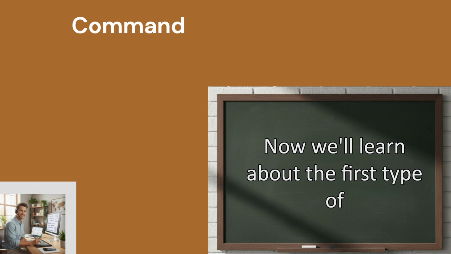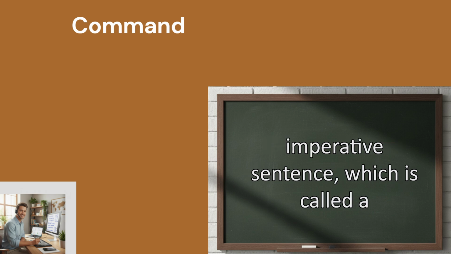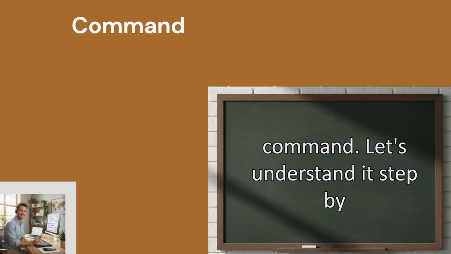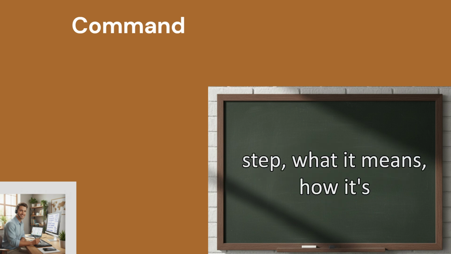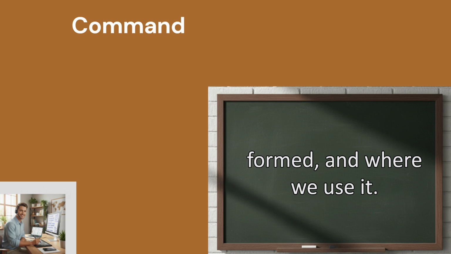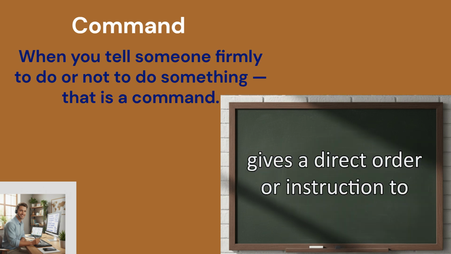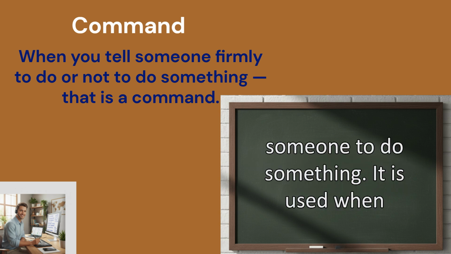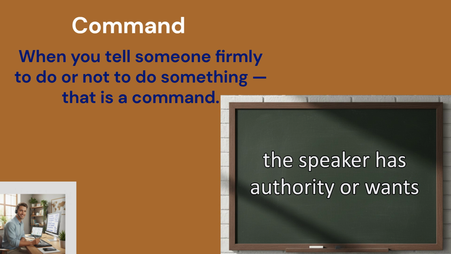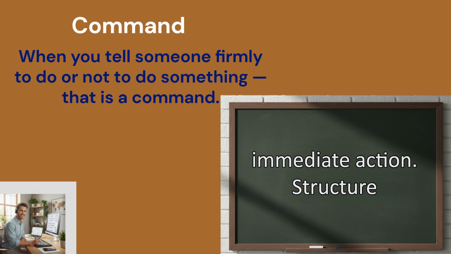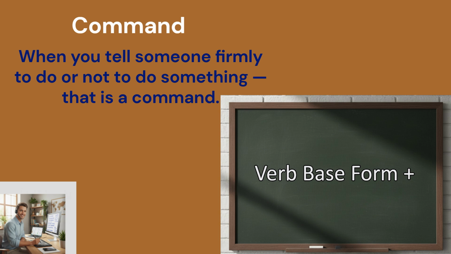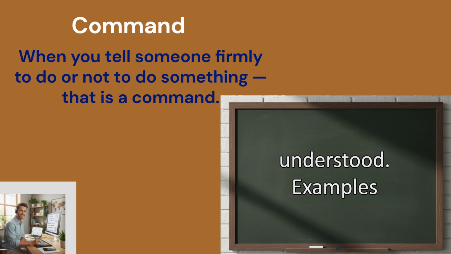Now we'll learn about the first type of imperative sentence, which is called a command. Let's understand it step by step. What it means, how it's formed, and where we use it. A command is an imperative sentence that gives a direct order or instruction to someone to do something. It is used when the speaker has authority or wants immediate action. Structure: verb, base form, plus object, optional. The subject, you, is understood.